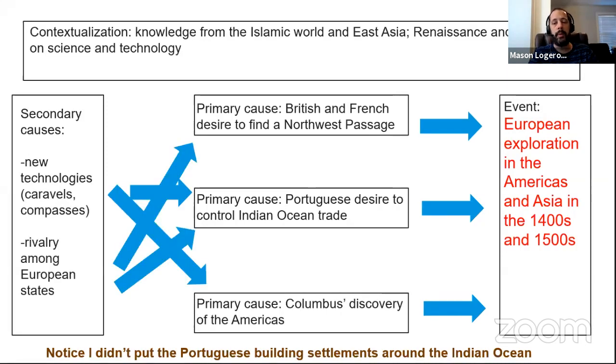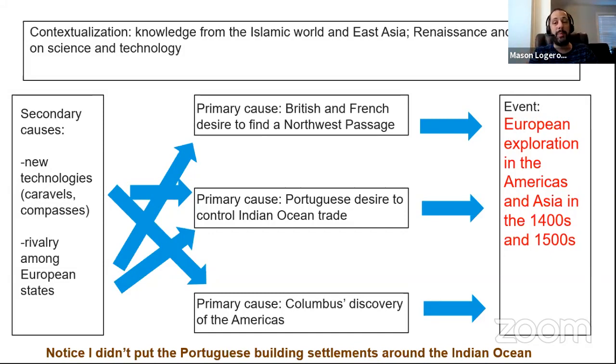Okay, here are a couple of answers that I came up with. Again, you might have something different, and that is totally fine as well. But if you gave me an essay about European exploration in the Americas and Asia, the first thing I would talk about is my contextualization, like we were saying a second ago: knowledge from the Islamic world, knowledge from East Asia. If you want to throw in the Mongols, that's how it got here, that would be good too.